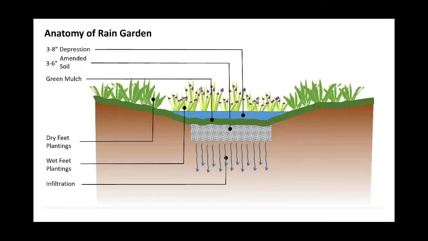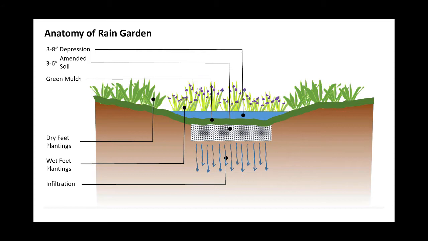So this is an anatomy of a rain garden. And the depression of the rain garden is really important. It's often anywhere from 3 to 8 inches. When I design rain gardens, I don't like going much deeper than that for fear that the water won't infiltrate. Then typically we have an amended soil. Hopefully we can put in a green mulch, and I will define what green mulch is, but basically it's plants, and I'll talk about that a little bit more later in the presentation.